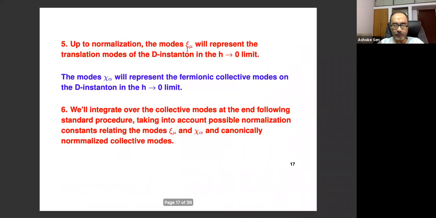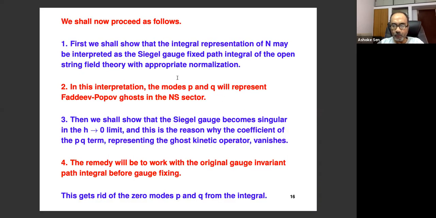But here the xi mu integrals have to be done carefully. And similarly, these chi alpha modes will represent the fermionic collective modes of a D-instanton in the g_s goes to 0 limit. And to come back to Mithur's question as to why the naive G-string counting didn't work, that basically has to do with the fact that these modes have to be treated separately. You just can't count the g_s associated with these in the standard way. Yeah, and that's what will give this 7 half.